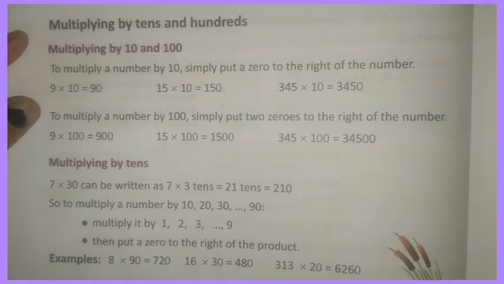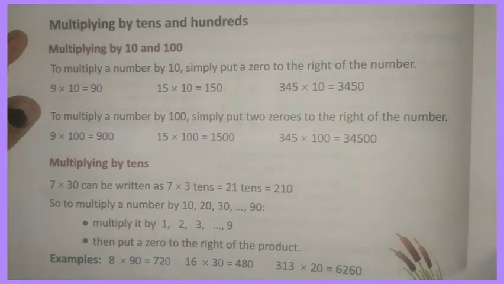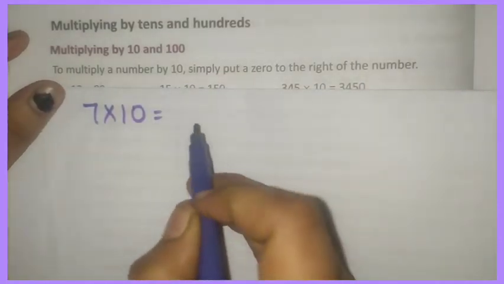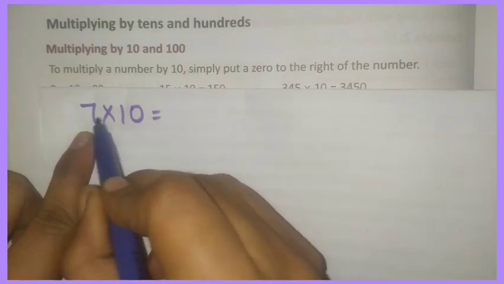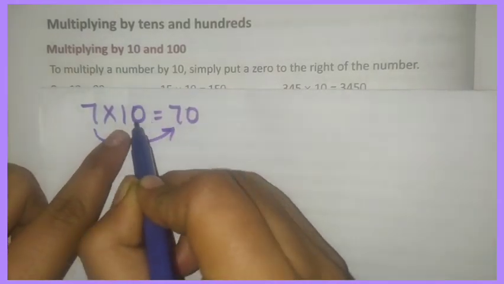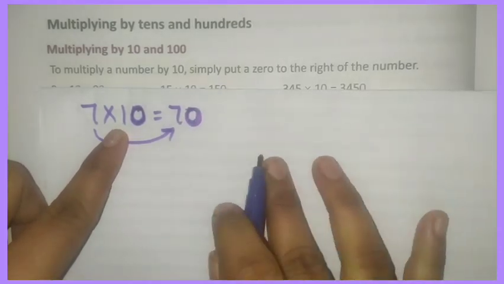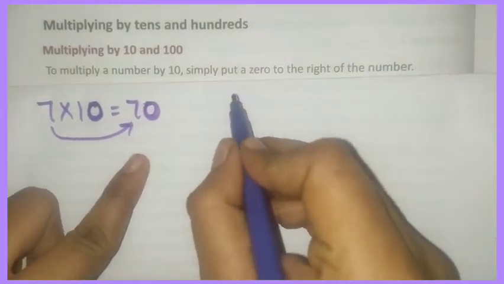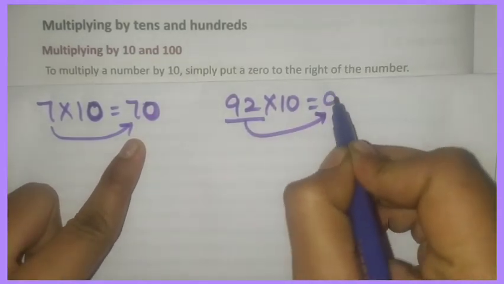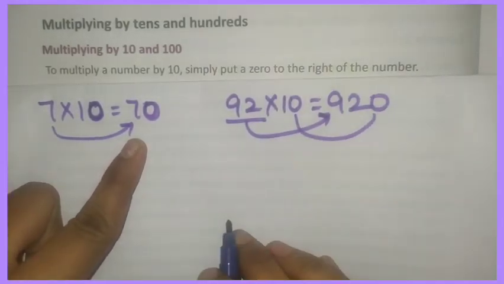Look here, children. For example, 7 into 10 is there. Simply we have to keep 70. 7 will be written as it is, and for 10 we are having only 1 zero, so we'll keep 1 zero. For example, 92 into 10 is there. We'll write this number as it is, 92, and we'll keep this 0 as it is.